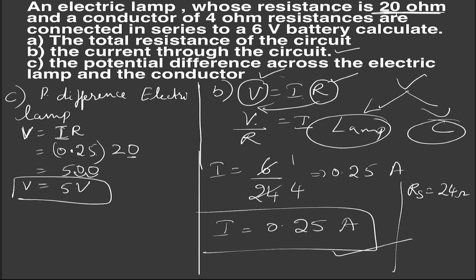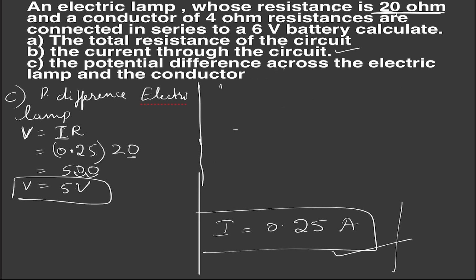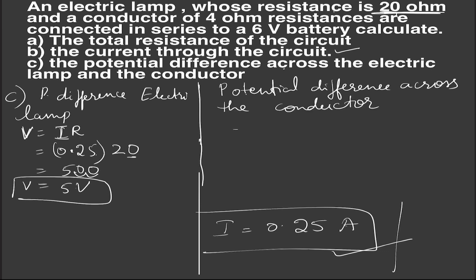In the same way, how to find the potential difference across the conductor whose resistance is 4 ohm. Using the same formula, Ohm's law, that is V is equal to I into R, we need to find V. What is the value of I here again for the conductor? It is 0.25. Why are we taking the same value of 0.25 ampere? Because in series the value of current will be same through all the components.